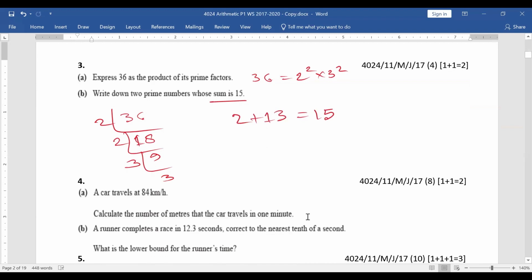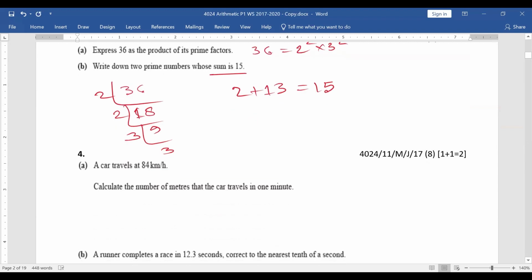Next question: a car travels at 84 kilometers per hour. Calculate the number of meters that the car travels in 1 minute. Okay, in 1 minute. So 84 kilometers per hour. Per hour means in 1 hour or in 60 minutes. So we can do the unitary method and calculate the number of meters. The number of meters will be on the right side.